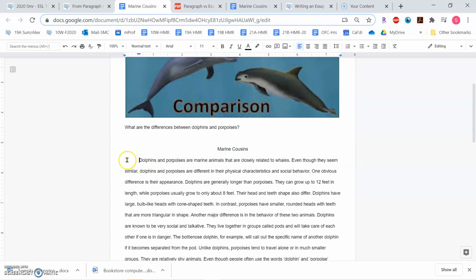You'll notice when you write paragraphs, for every paragraph, we always leave a space before we begin right here. And we call this an indentation. So every time you start a paragraph, you need to indent about 1/2 inch.